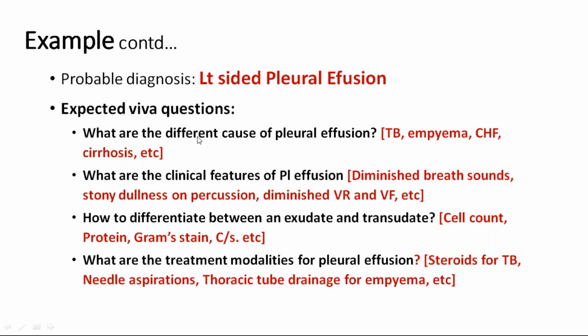What extent questions? What are the differential causes of pleural effusion? Why is it called TB or empyema, CHF? What clinical features do you say? Diminished breath sounds may be there, sir. Stony dullness will be there. Diminished vocal resonance and vocal fremitus will be there.